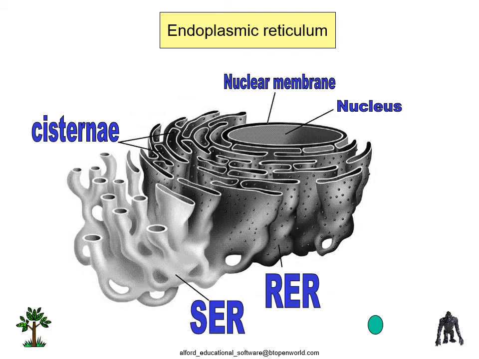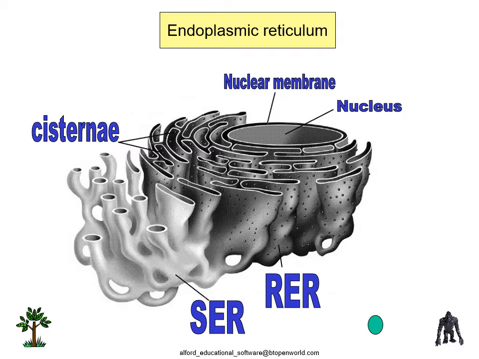The smooth endoplasmic reticulum has a different role. Okay, here is where triglycerides, so lipids, are synthesized in the cell. So if you imagine inside this smooth endoplasmic reticulum, that's where your condensation reactions are going to take place between your glycerol and your fatty acids to make your lipids.